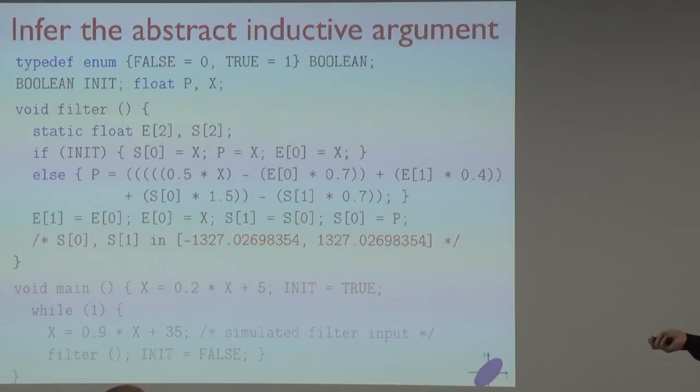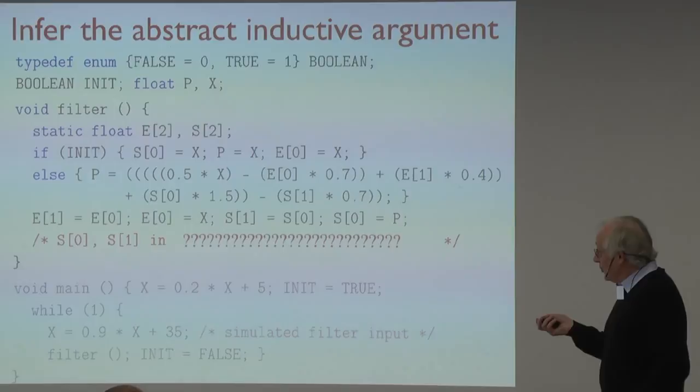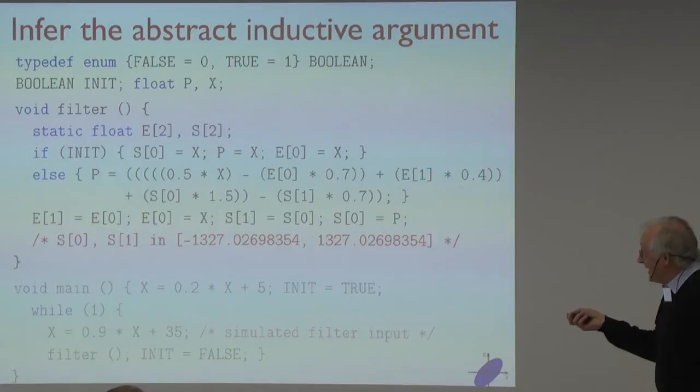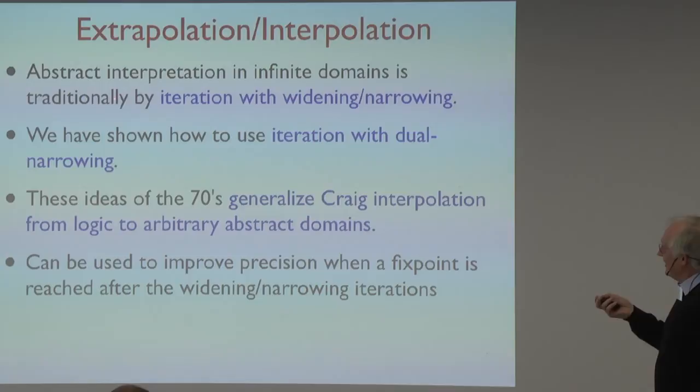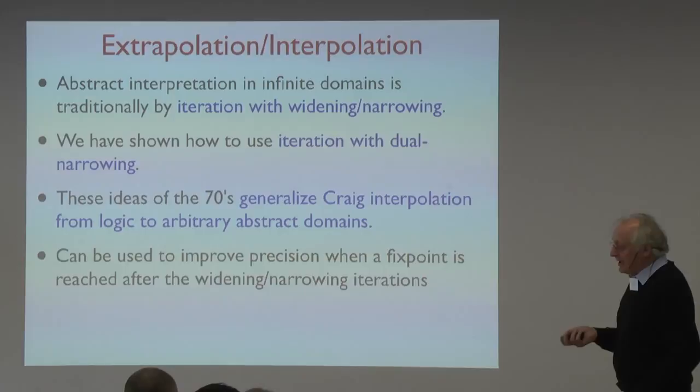You have to say something that you don't know, and in a way that is completely different from the things that are told to you. That's it. So abstraction is traditionally done. You have shown dual narrowing. These are old ideas, and recently there was this instantiation with Craig interpolation. And this idea can also be used to improve the fixed point when you are blocked after widening and narrowing.